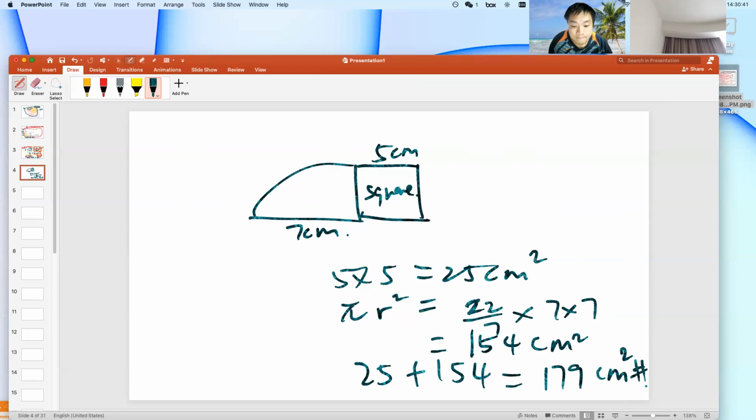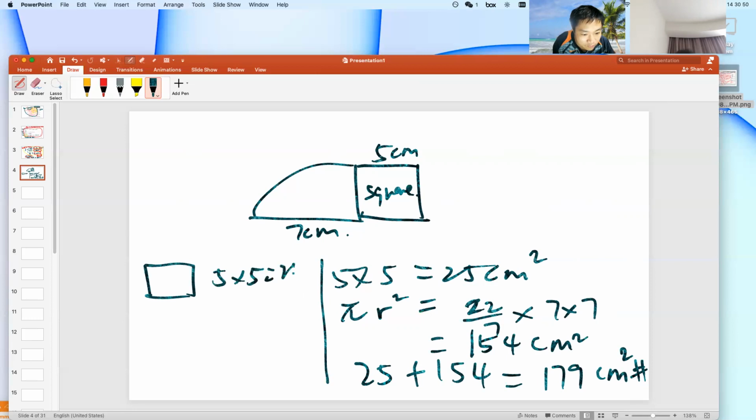Okay. You know what I could have done? What I could have done is, I write down the square. I look at the square, right? 5 times 5, 25 cm square. And then I also write down the shape. Oh, this is a quadrant.